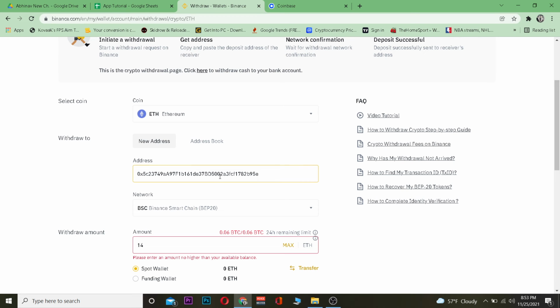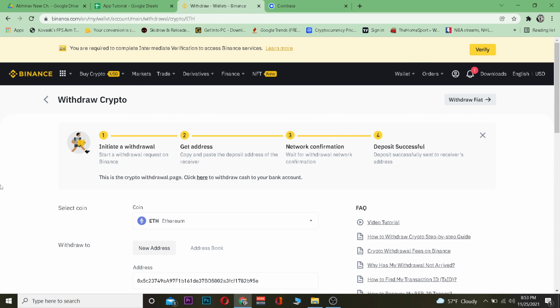It's that simple. So I hope you guys were able to understand how you can transfer crypto from Binance to any other platform. This example was on Coinbase, but just copy the wallet address of any platform you want and the crypto will be transferred over there. So I hope you guys were able to understand.